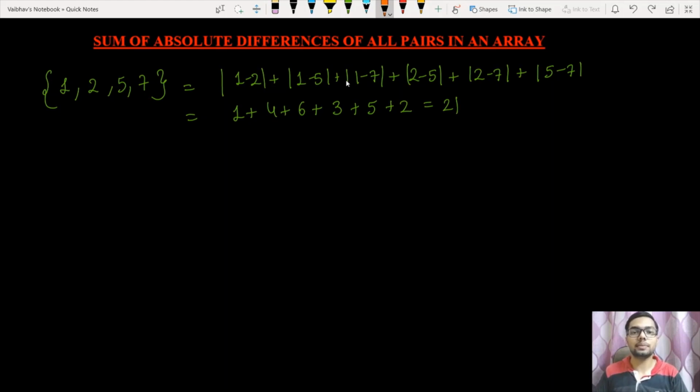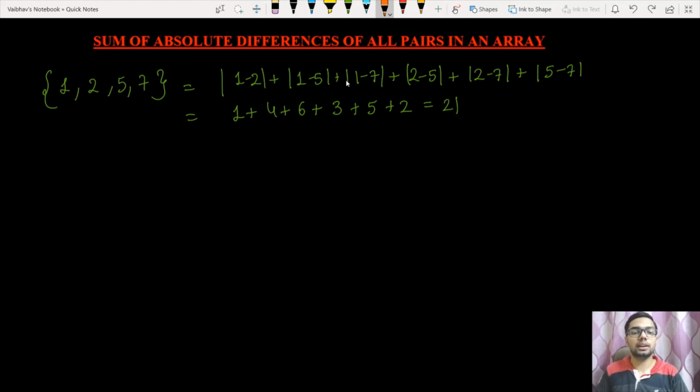Welcome back, guys. In this video, I am going to discuss a new concept which involves finding the sum of absolute differences of all the pairs in an array. So we would be given a sorted array and we need to consider every pair and find the sum of the absolute differences of every pair which we can find in this array.